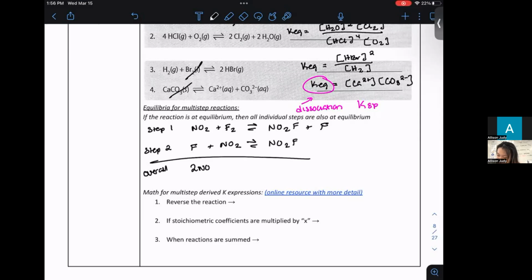Overall 2 NO2, F2, and 2 NO2F. And if I told you my KEQ for equation 1 was X, and my KEQ for equation 2 was Z, my overall KEQ for my overall reaction is going to be X times Z.